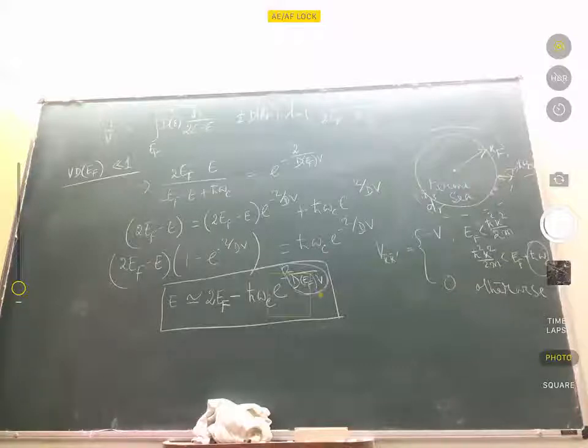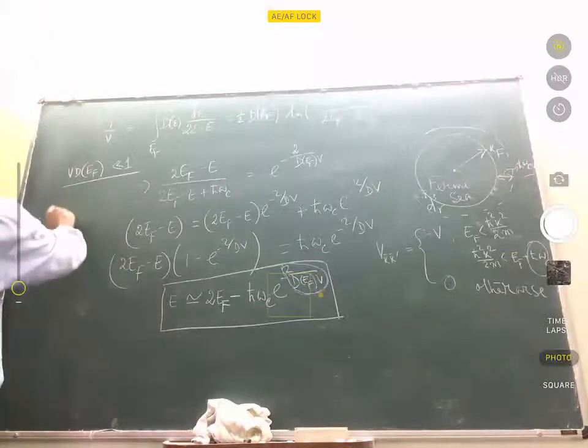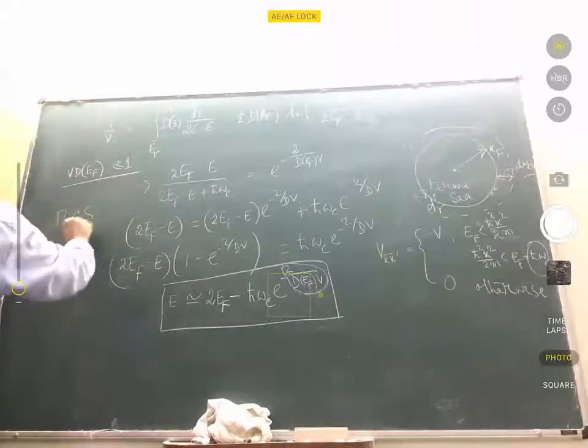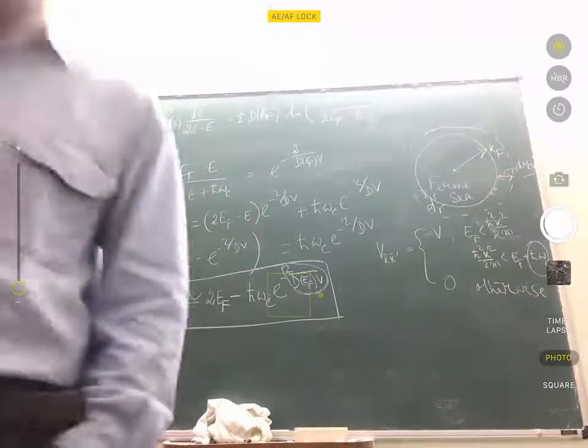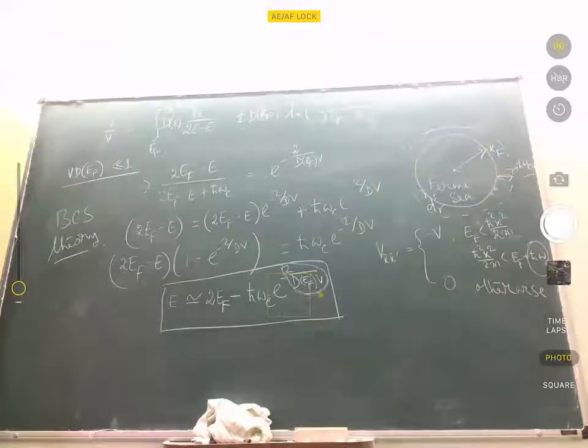So this is a result which sort of paved the way for the formal BCS theory of superconductivity in the conventional superconductors. Okay, so this aspect you should very clearly understand. What else do we learn from this?